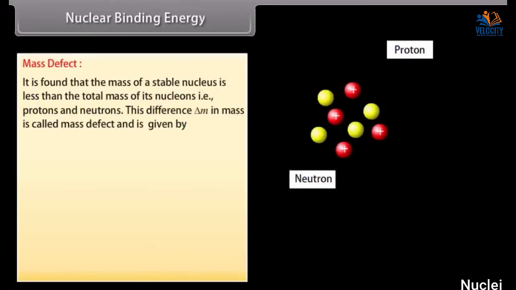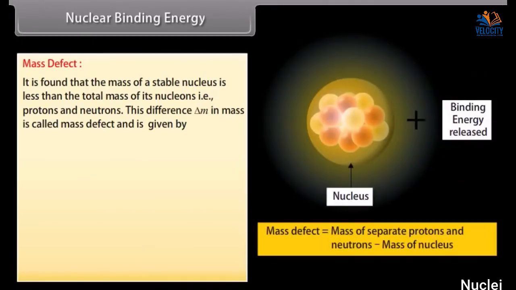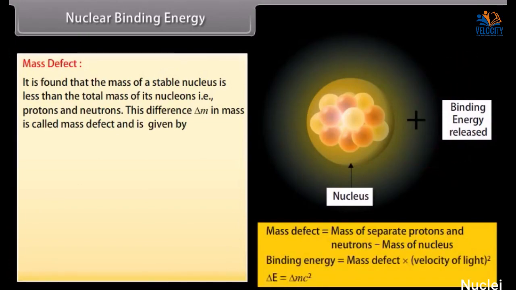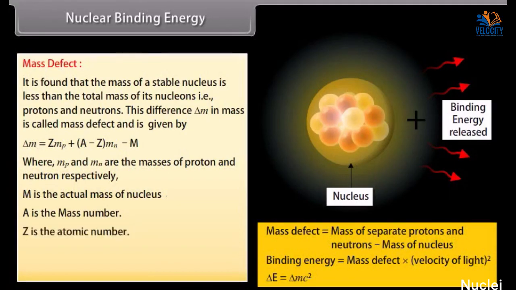It is found that the mass of a stable nucleus is less than the total mass of its nucleons, that is protons and neutrons. This difference Δm in mass is called mass defect and is given by Δm = [Z·Mp + (A − Z)·Mn] − M, where Mp and Mn are the masses of proton and neutron respectively, M is the actual mass of nucleus, A is the mass number, and Z is the atomic number.